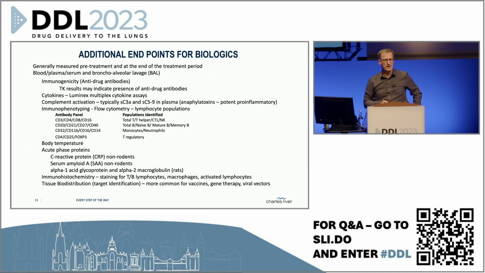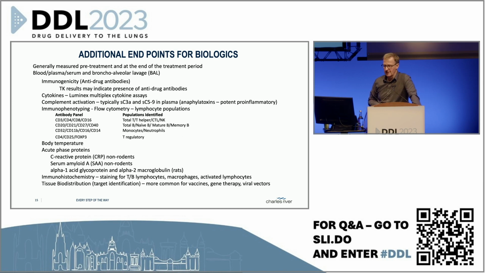So what are additional endpoints for biologicals? These will be generally measured pre-treatment and at the end of the treatment period in blood, plasma, serum, and bronchoalveolar lavage. Such investigations include immunogenicity, so looking for anti-drug antibodies, and the TK results may indicate the presence of anti-drug antibodies if you have high values at day 1 and lower values at day 28, then that would indicate that there's been some binding of your drug.